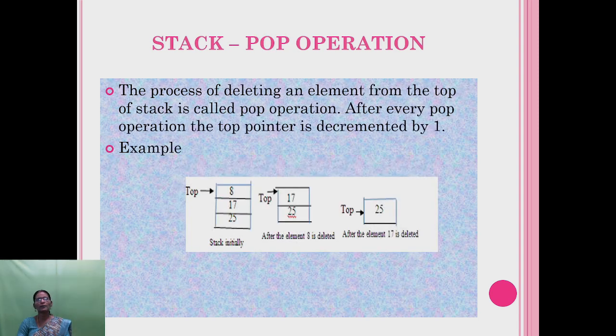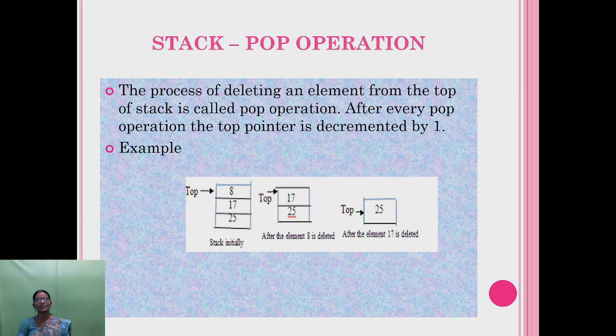And what does the pop operation mean? The process of deleting an element from the stack is called the pop operation. Here every pop operation decrements the top by 1, because we have already said that in the push operation the top is incremented by 1, but in the pop operation it is decremented by 1. Just see the diagram.